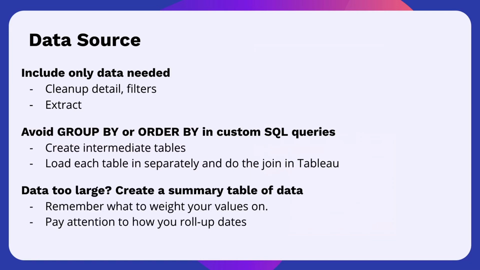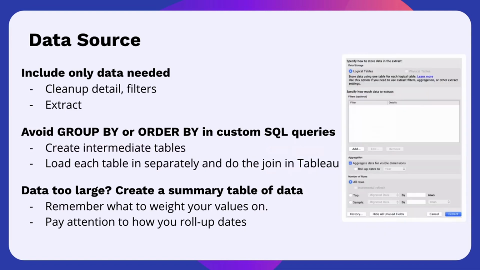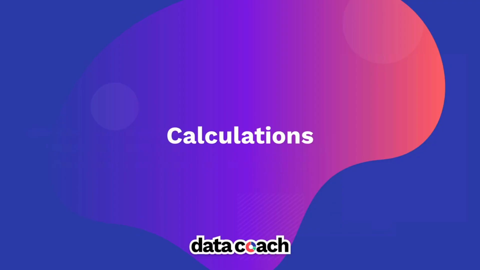And just remember, if you do have a data source that is too large, that's where there's this option that says aggregate visible dimensions. You might want to select that. It'll roll the data up to whatever level that you're going to select. And remember that if you're not using just a sum on that, you're going to have to weight your values. So if you're going to take an average, it's going to have to be a weighted value. And you just have to note what those weights are. Again, always pay attention to those dates, but that is a great way to reduce the number of rows and increase overall performance on your data source itself.